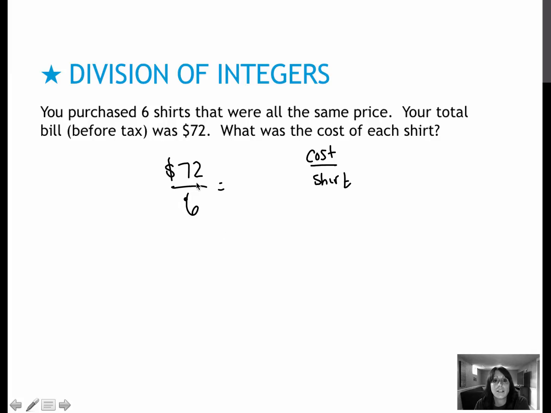Then I would divide, and when I divide, I get an answer of 12. And so my result is $12 per shirt. Again, I would write a sentence that says the price of each shirt is $12.